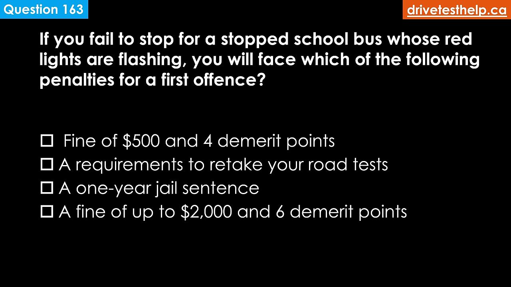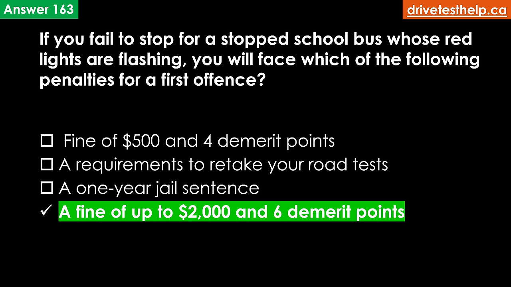If you fail to stop for a stopped school bus whose red lights are flashing, you will face which of the following penalties for a first offense? A fine of up to $500 and 4 demerit points, a requirement to retake your road tests, a 1-year jail sentence, a fine of up to $2,000 and 6 demerit points. The correct answer, a fine of up to $2,000 and 6 demerit points.